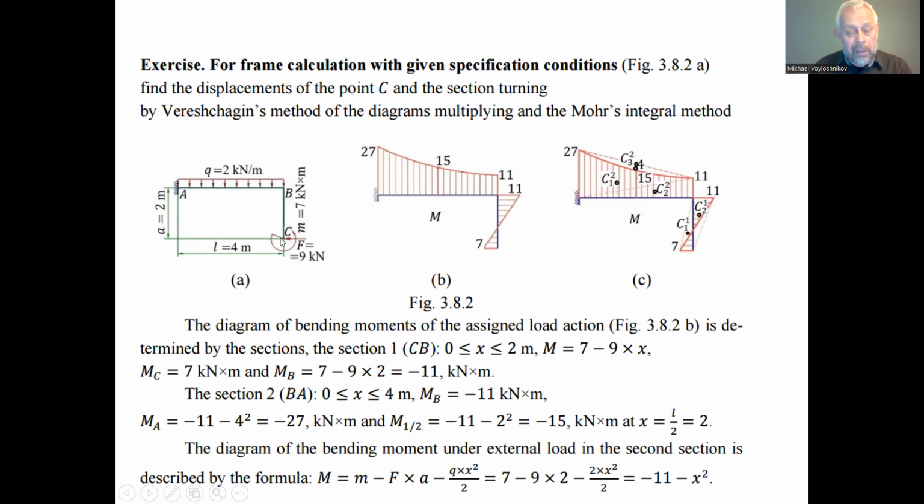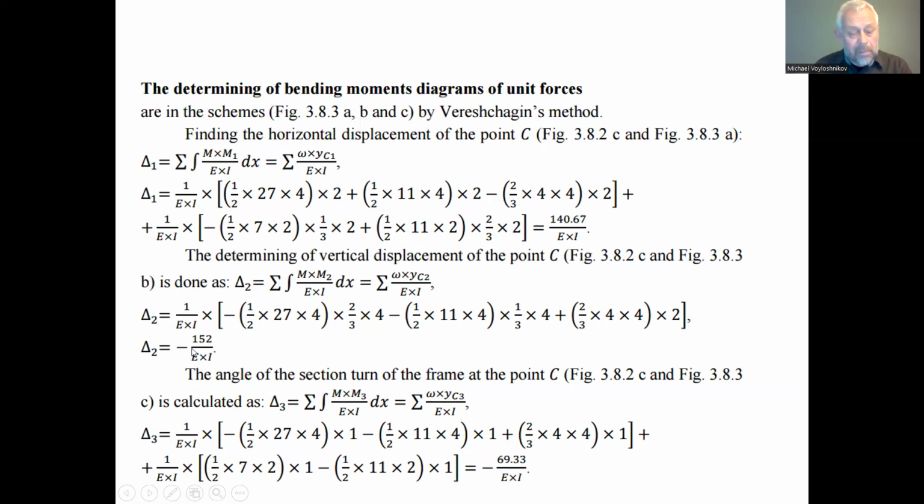So first we found the horizontal displacement. The vertical displacement is minus 152 divided by the characteristic of rigidity of the transverse section of the elements of the mechanical system, equal for both elements AB and BC. And the angle of the section C, turn or bending at the point C, we can determine the same way as the previous one, the translational displacements.